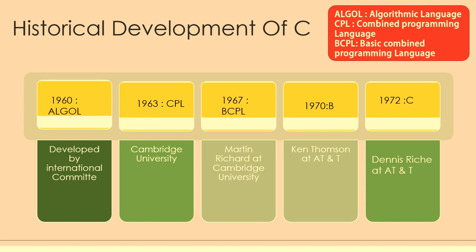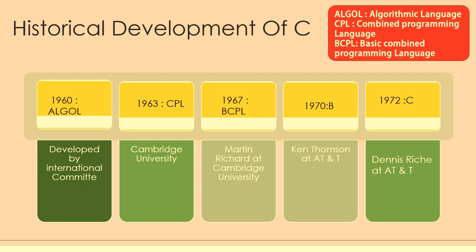In 1967, Basic Combined Programming Language was developed by a scientist named Martin Richard at Cambridge University. In 1970, B language was developed by a scientist named Ken Thompson at AT&T Laboratory.